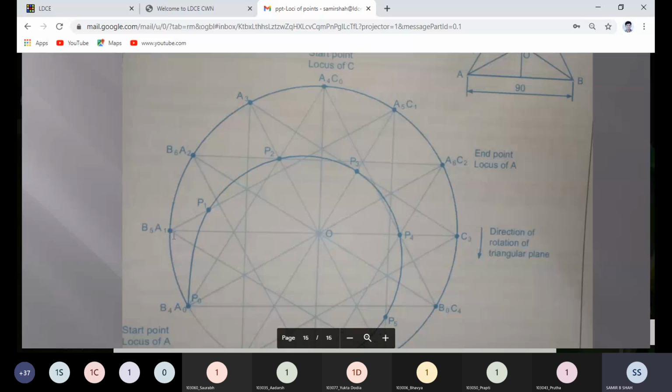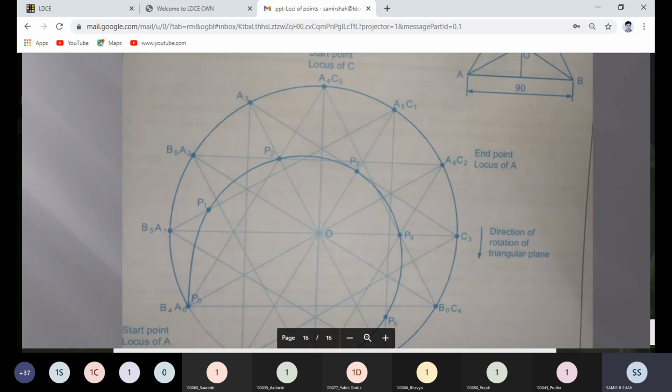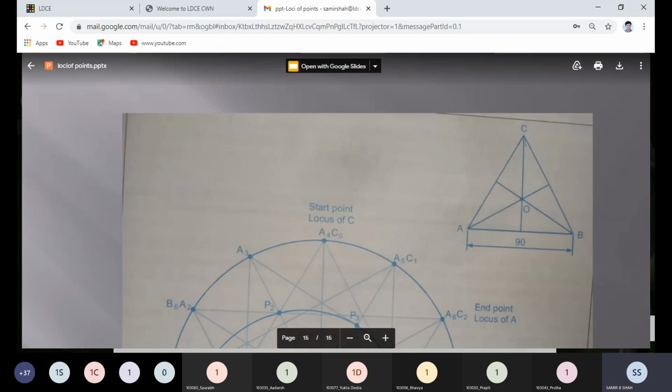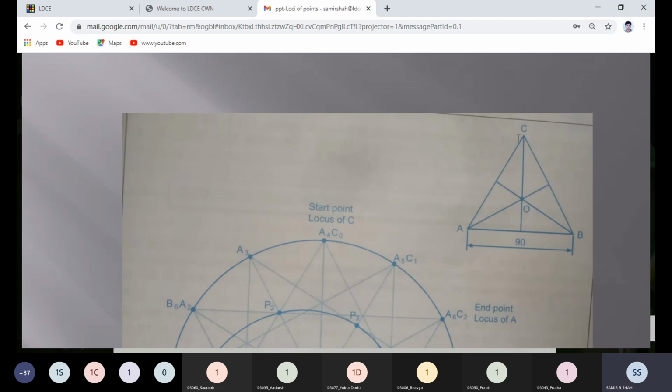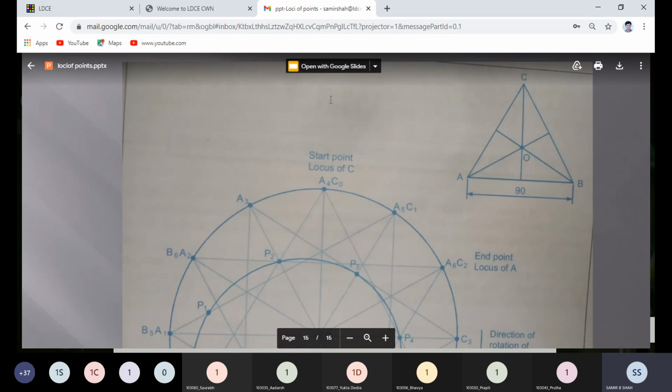I repeat, from A0, as we converted the circle into 12 equal parts, this is A0, A1, A2, A3, A4, A5, A6. Same way, this is the initial position of point C, and in clockwise direction C0. As discussed in the data, up to 180 degrees we have to rotate our triangle. Each part is 30 degrees. So 30 into 6 is 180 degrees.